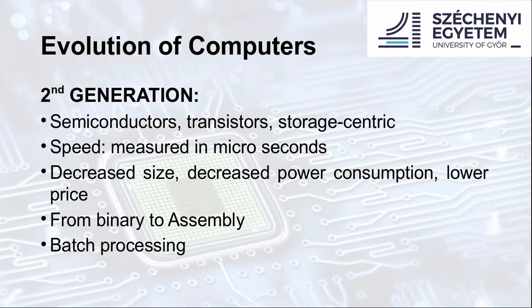A second-generation computer used semiconductors in comparison with first-generation computer. It became storage-centric and its speed was increased, which was measured in microseconds. However, its size and power consumption were decreased. Those machines could be programmed by assembly and they were able for batch processing.